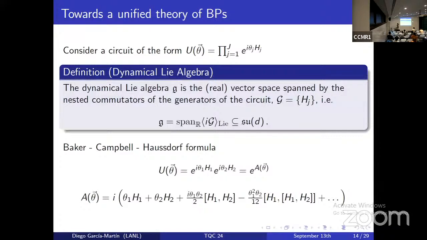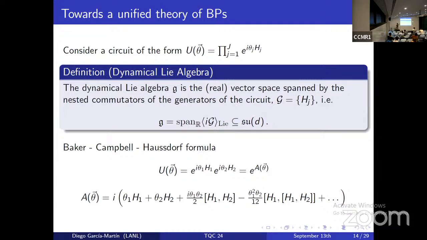And for this, we will consider circuits written in that very general form up there, where each gate is written as the exponential of a Hermitian operator, Hj, with a parameter theta j. And when we have these circuits, we can define the so-called dynamical algebra, which is just the real vector space spanned by all these Hjs, which are called the generators of the circuit.